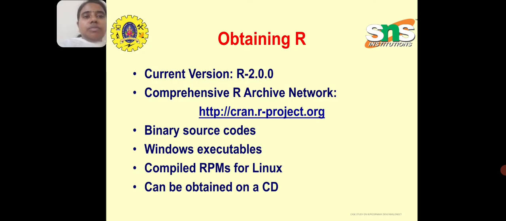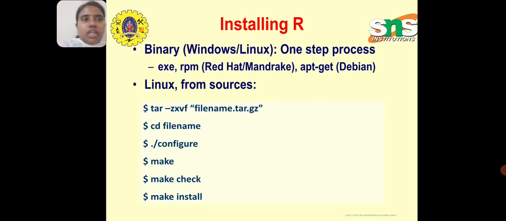Obtaining R, current version: R 2.00, from the Comprehensive R Archive Network, CRAN, at http slash CRAN or the project organization. Binary and source code, Windows executables, and compiled RPMs for Linux can be obtained on a CD. Installing R binary on Windows or Linux is a one-step process: RPM for Red Hat and Mandrake, apt-get for Debian.